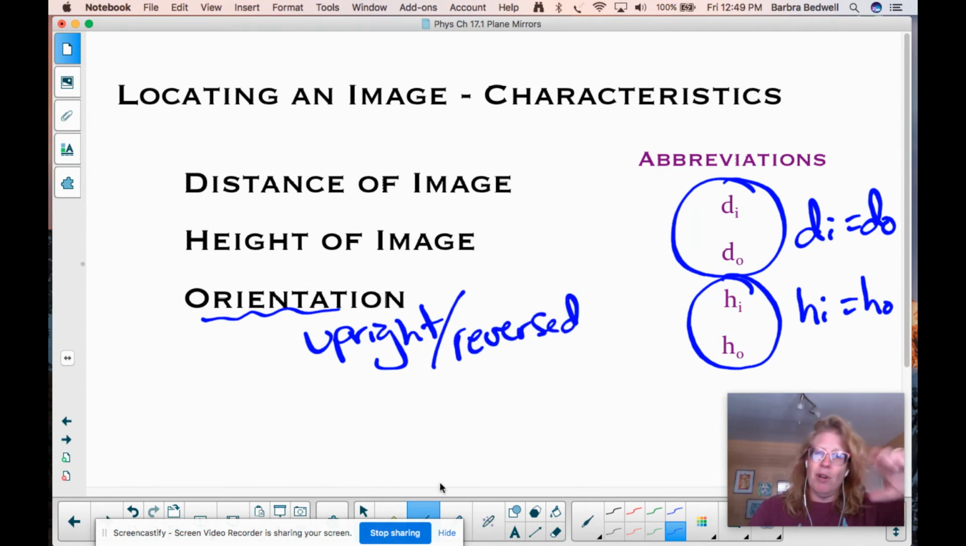It's not upside down, inverted top to bottom. It's reversed left to right. And that has to do with angles of incidence and angles of reflection. So there you go. Introduction to plane mirrors and drawing plane mirror diagrams.